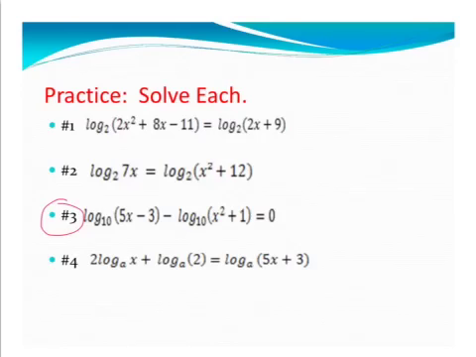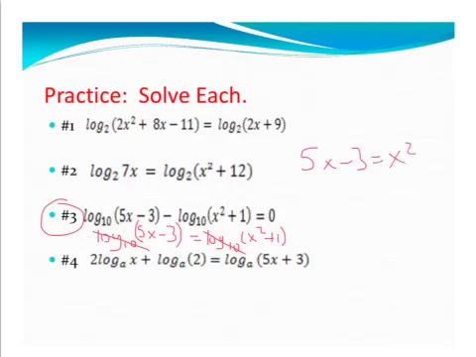I'm going to put 1 log on each side. So I have log base 10 of 5x minus 3 equals log base 10 of x squared plus 1. Well, my log base 10s can cancel, and I'm just left with 5x minus 3 equals x squared plus 1.